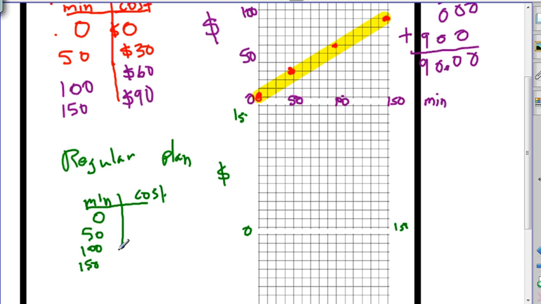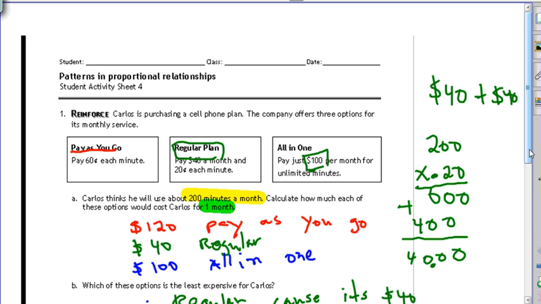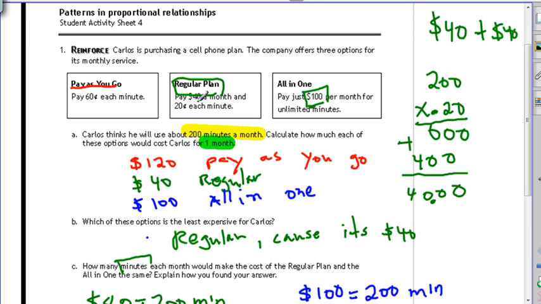The same inputs, but our output will be different. What will our output be? If you look at the regular plan, we have to add $40, and then we're going to multiply 20 cents by whatever minutes. So I'm going to give you the first freebie.